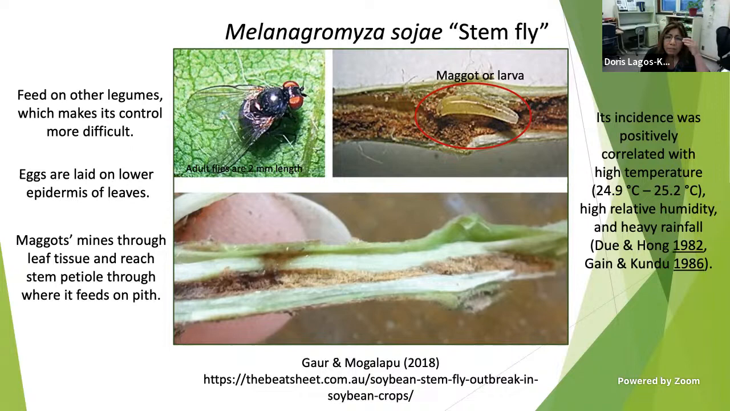And so what happens is these flies lay eggs under the epidermis of leaves, and then the maggots, or larvae, manage to go to the stem, get in, and start feeding. You see this damage kind of close to the pink pod borer, or like the other beetle that I talked about that feeds on stems. So these flies, compared to the other insects, like rainfall and humid weather.